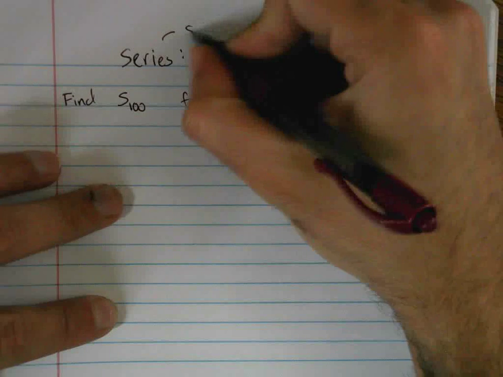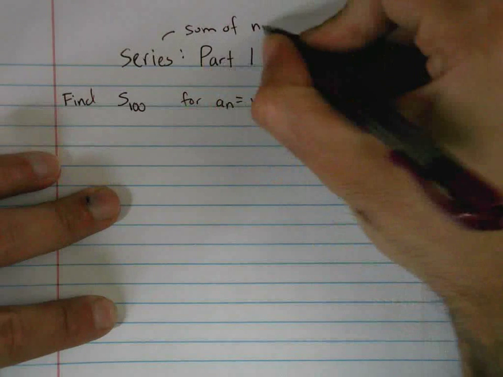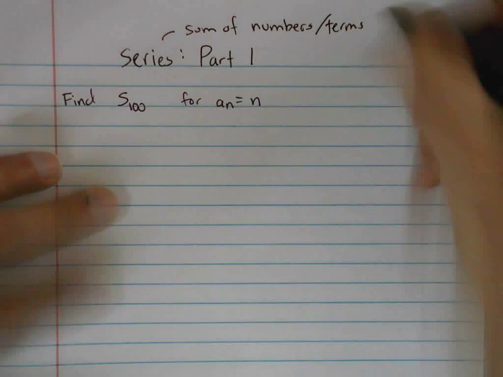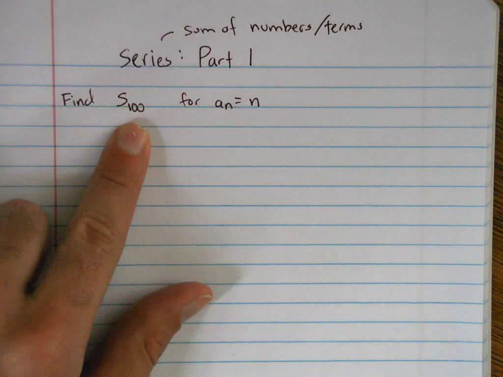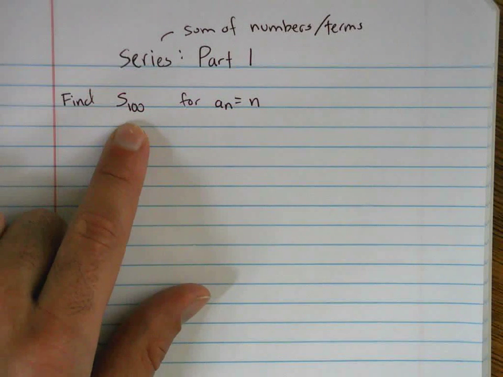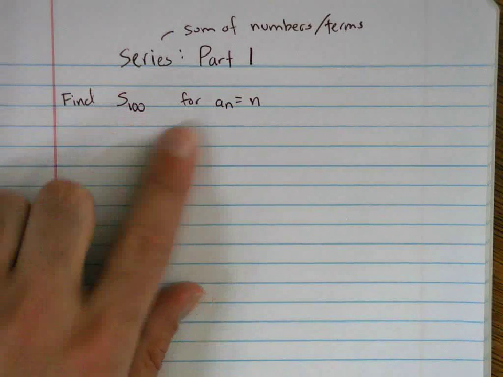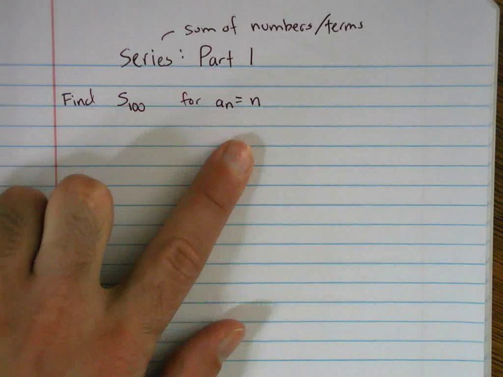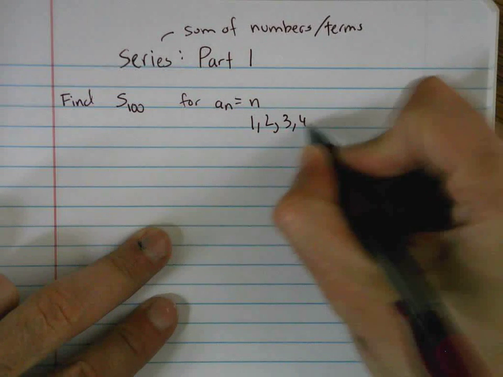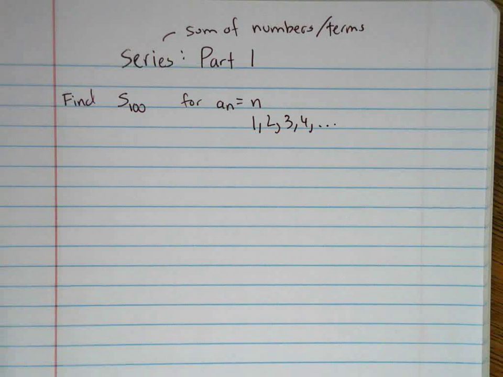Sum of numbers, or sum of terms. So like here when it says S sub 100, that means find the partial sum of the first 100 terms. And this is for the series a sub n equals n. In other words, as you know, the natural numbers, 1, 2, 3, 4. That's the series, and we're going to add up the numbers from 1 to 100 in one fell swoop.